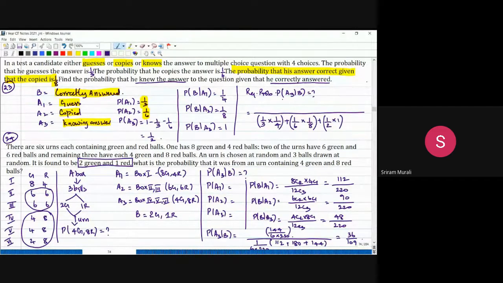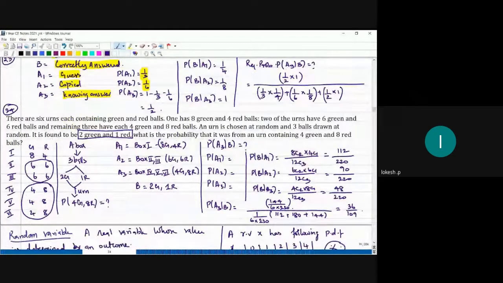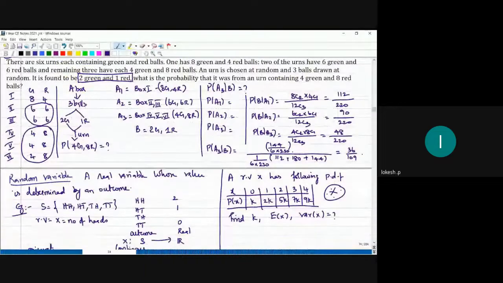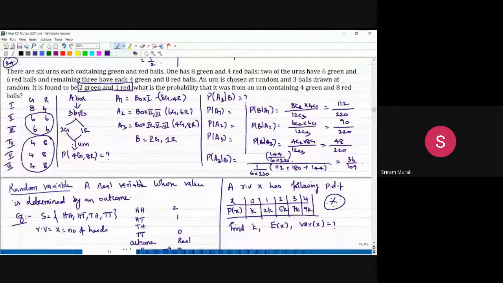In the three cases, which will come to the numerator? 1 by 2 into 1 will come to the numerator. Have you all understood? Yes, sir. So this is the last question of your Bayes theorem. With this, Bayes theorem is over, and I go to random variables next.